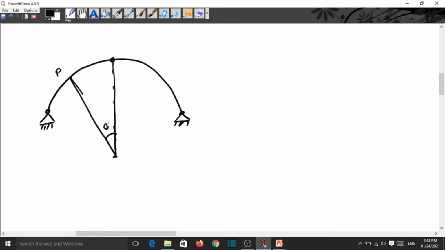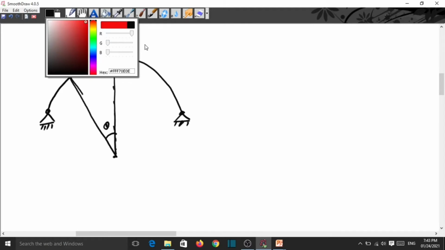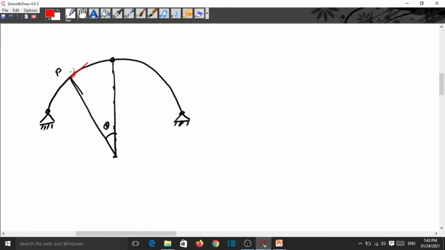So this angle is theta. Now this is the normal thrust, this is the radial shear, this we call the vertical shear, and here are the horizontal reactions H, the horizontal reaction H, then the vertical reactions VA and VB. Now this angle and this angle are the same, and this angle is also the same.